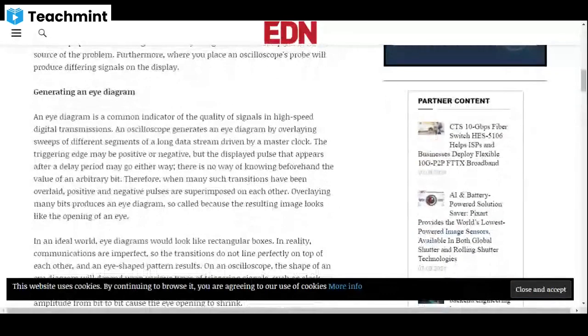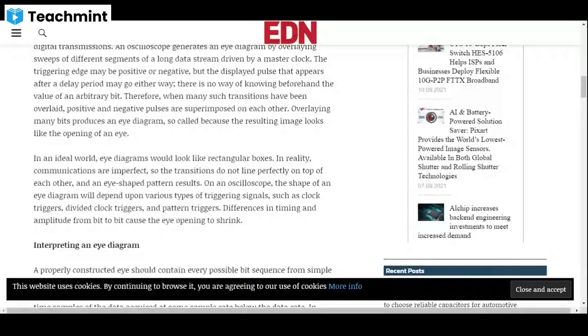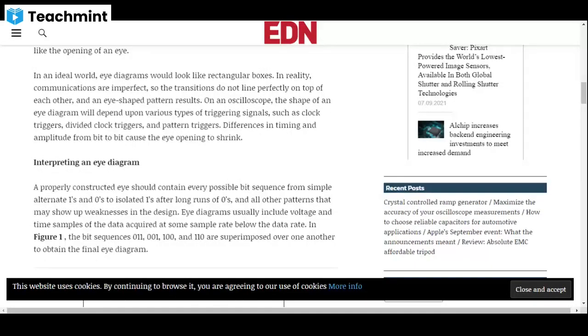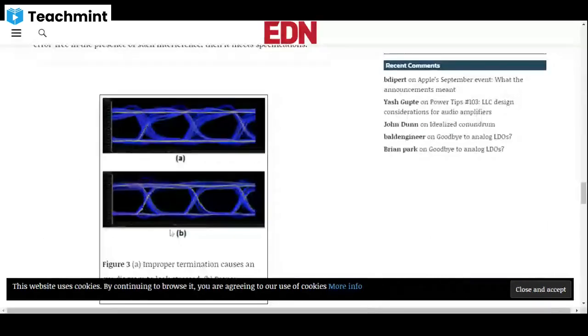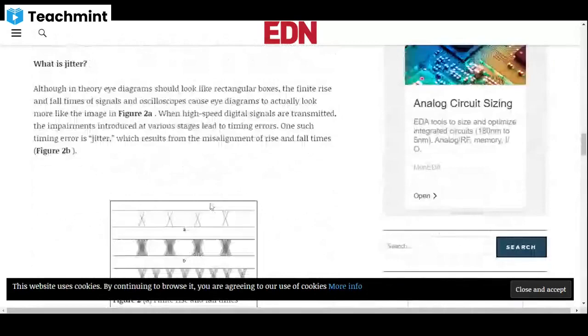To generate an eye diagram, the oscilloscope overlaps the sweeps of different segments of a long data stream driven by the master clock. The triggering edge may be positive or negative. You can keep in mind that you just give two signals to channel 1 and channel 2 of the DSO and press the XY mode. So you will get the eye diagram on the DSO screen like this. In this way, you will get the eye diagram.